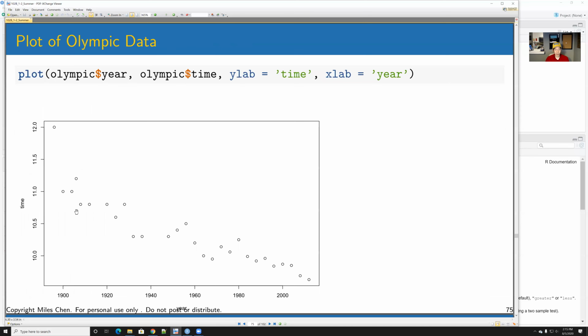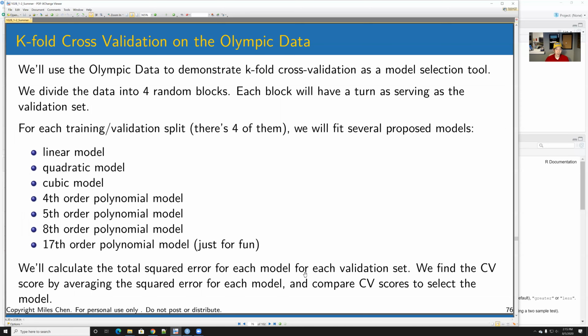So I can do four-fold cross-validation. This is the full data set. I'm going to divide the data into 4 random blocks, so we're going to have 7 observations in each block, and each fold is going to serve as the validation split. We're going to fit a whole bunch of different models: the linear model, quadratic, cubic, 4th order, 5th order, 8th order, and just for funsies, a 17th order polynomial model.